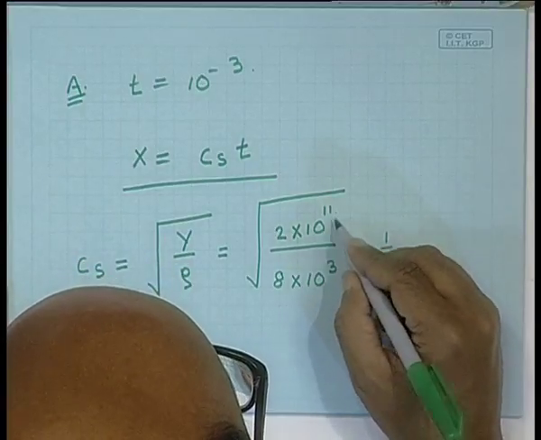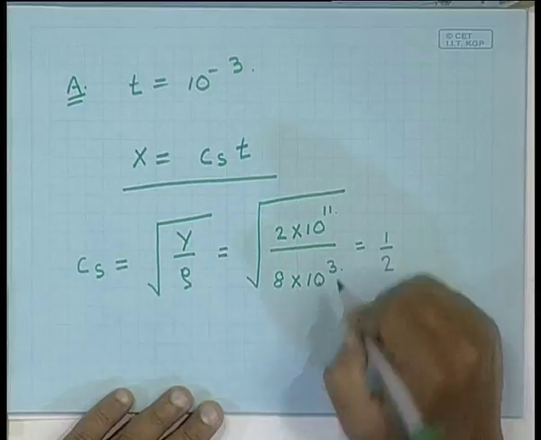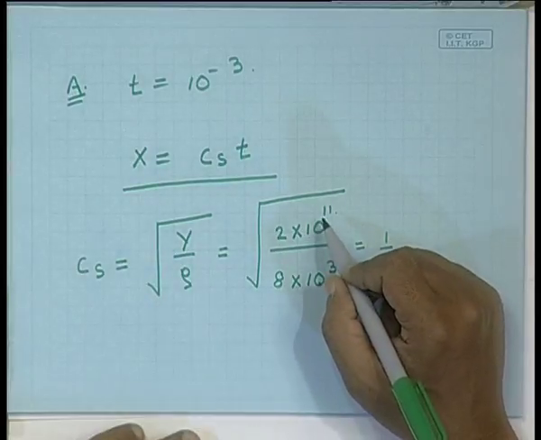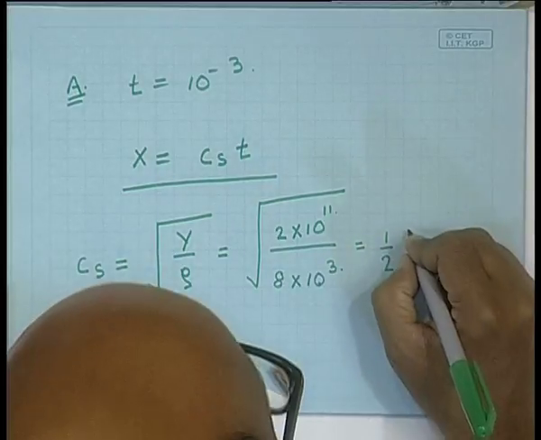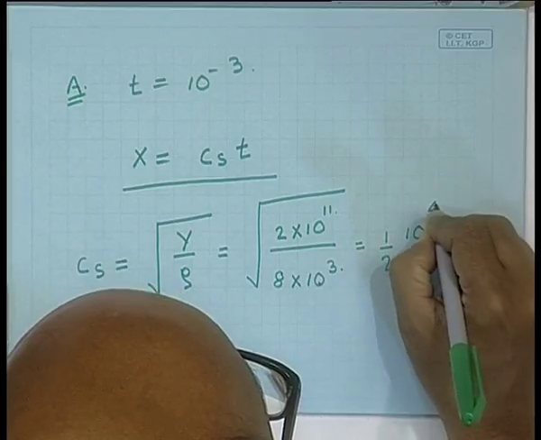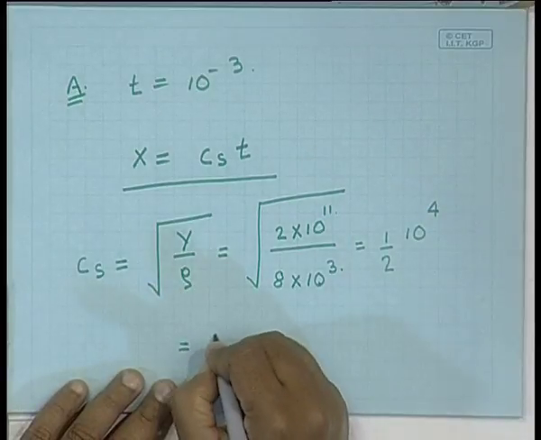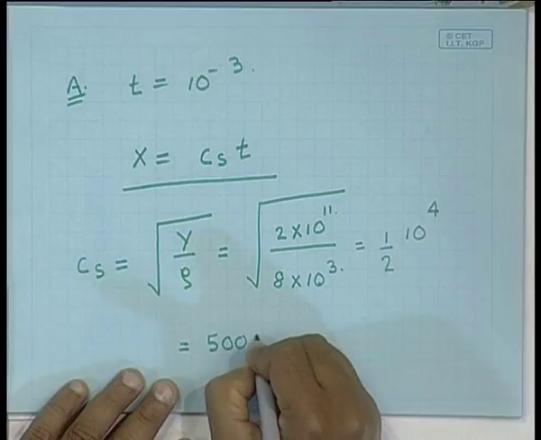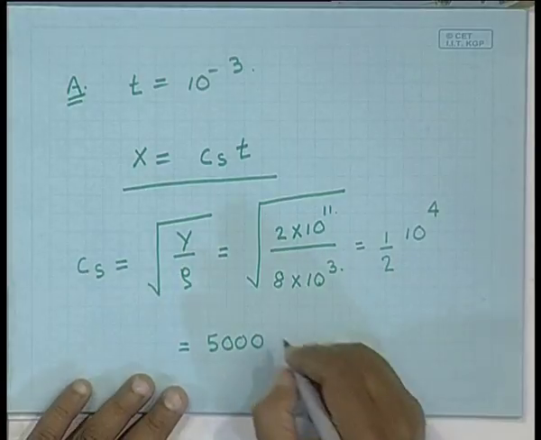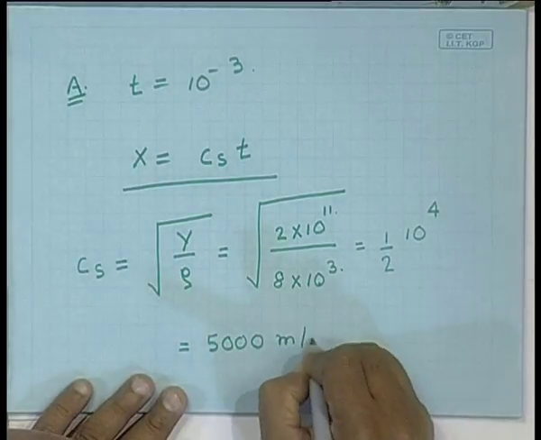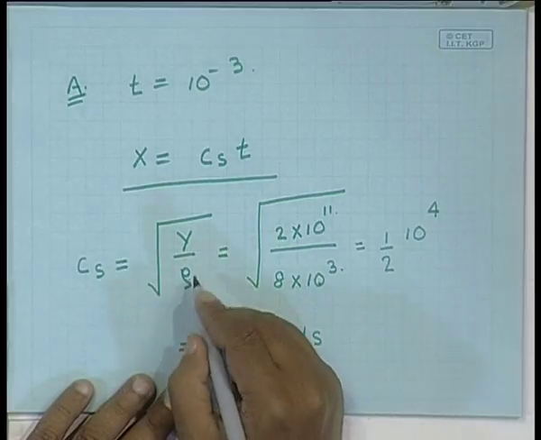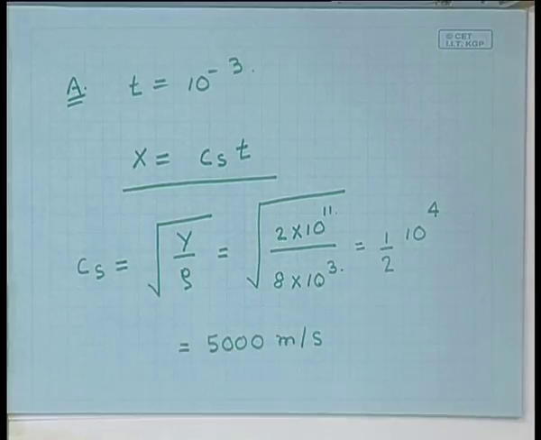and 10 to the power 11 divided by 10 to the power 3. So, what we have is 10 to the power 8, and the square root of 10 to the power 8 is 10 to the power 4, which gives us 5000, and we are working in SI units. So, this is 5000 meters per second. So, finally, the speed of that elastic wave inside the steel rod is 5000 meters per second.